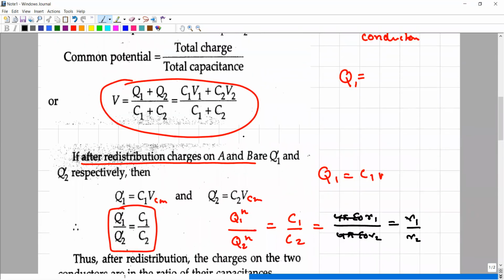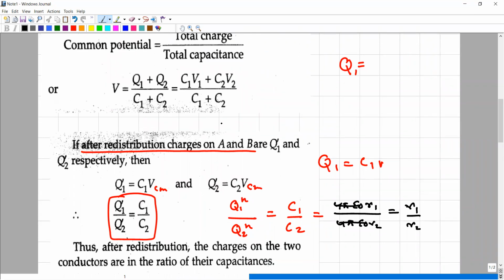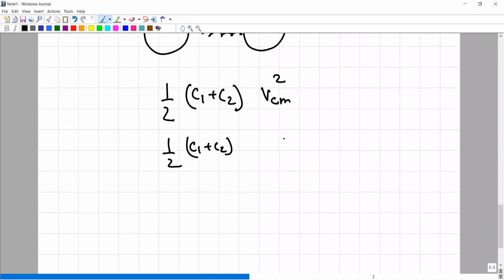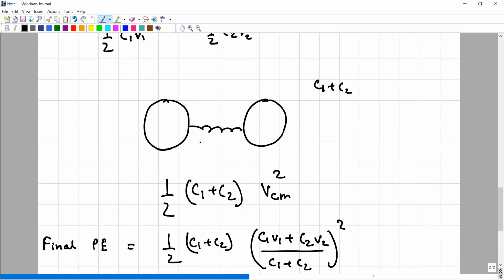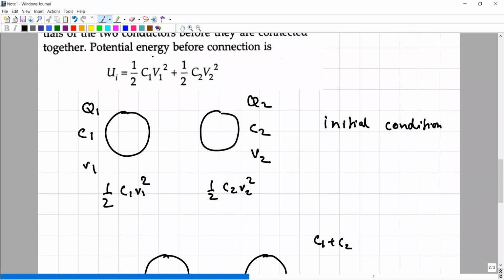You have just found out this common potential, that is C1 V1 plus C2 V2 by C1 plus C2. So we are going to put it here: C1 V1 plus C2 V2 divided by C1 plus C2 and whole square. So this is our final potential energy of these two conductors. And this is our initial potential energy.